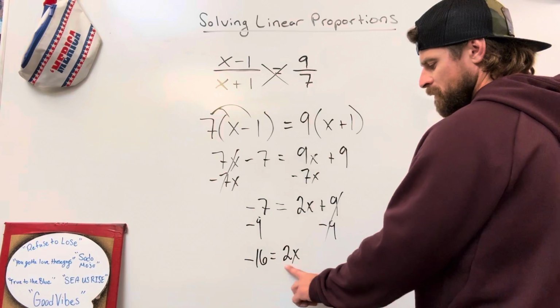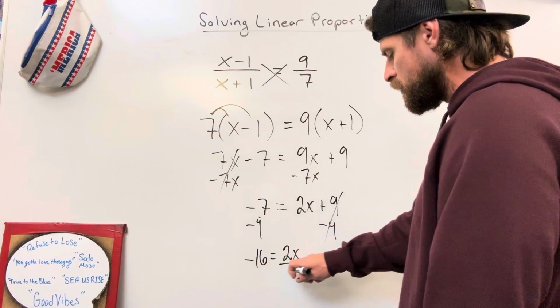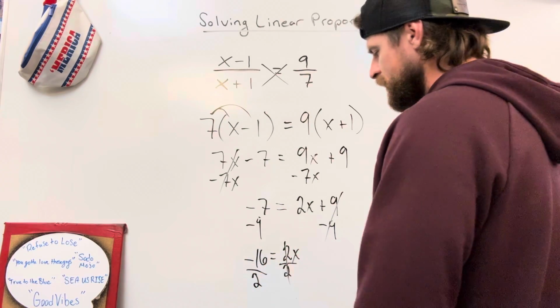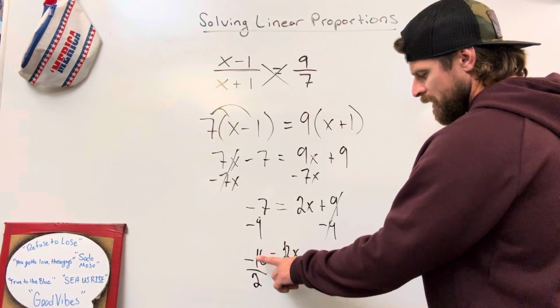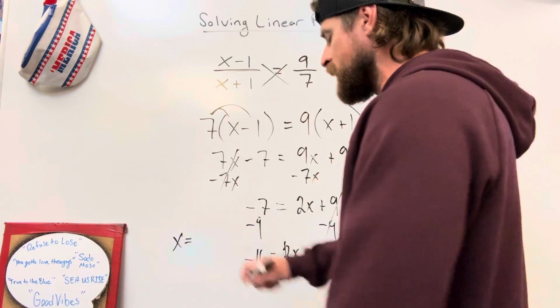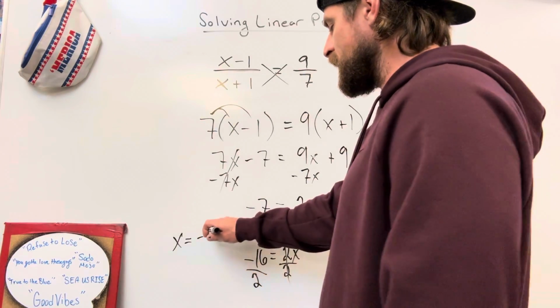This is multiplication between 2 and x. So the inverse operation to multiplying is to divide. Divide by 2, cancels, divide by 2. And please keep in mind that a negative divided by a positive needs to come out as a negative. So my final answer here would be, what is 16 divided by 2? -16 divided by 2 would make -8.